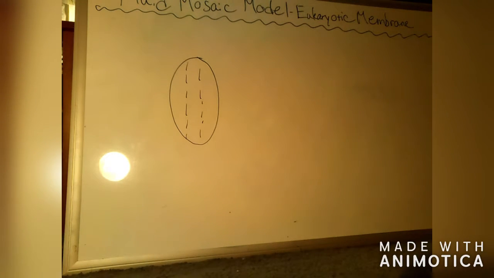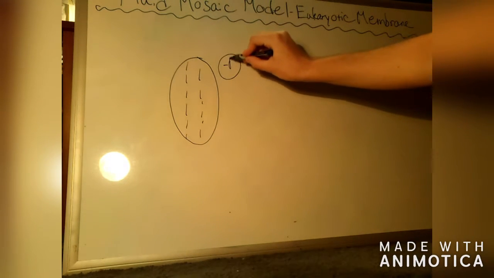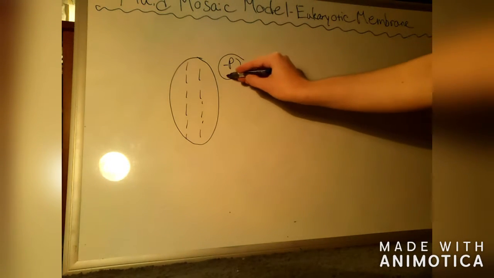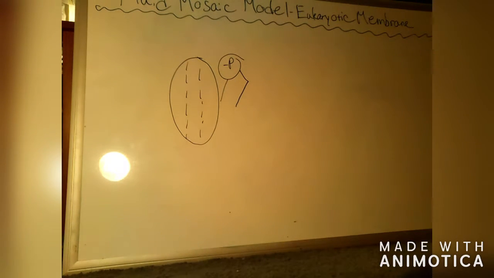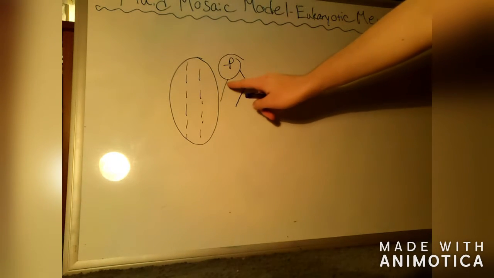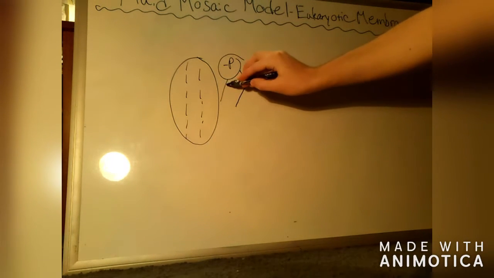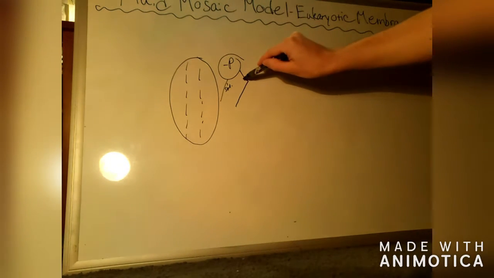Okay. And the next thing that we're going to draw is phosphates. Phosphate right here. Negative P, obviously representing the phosphate. We've got our fatty acid, so we got our saturated fatty acid right here. That's the saturated fatty acid. And then we have our unsaturated fatty acid right here.